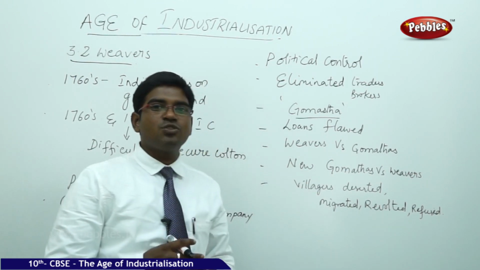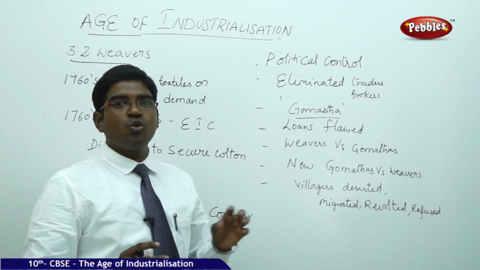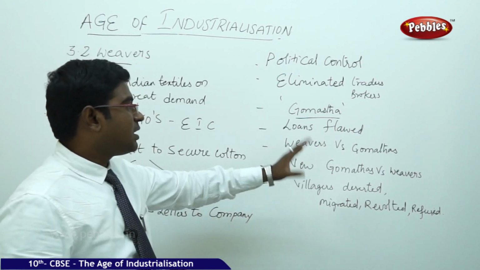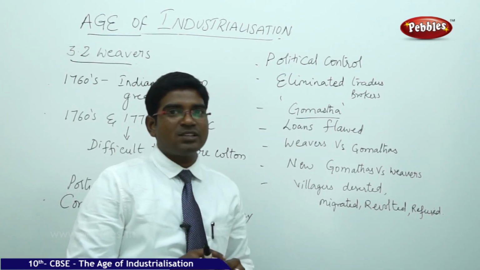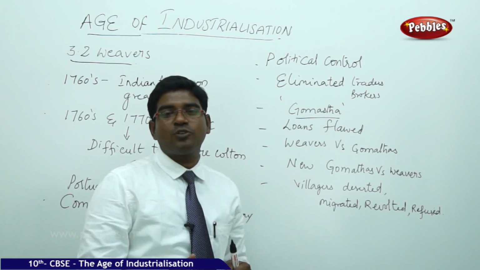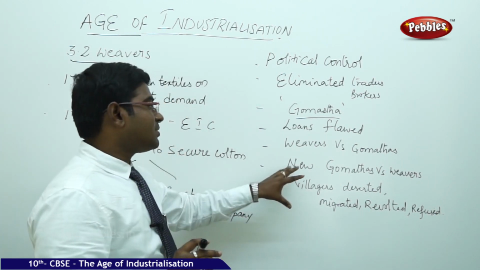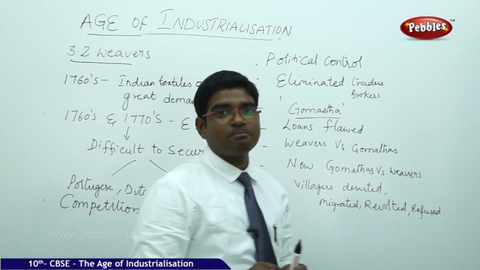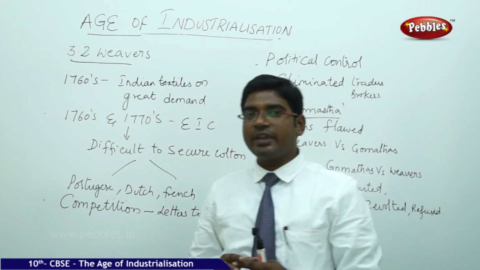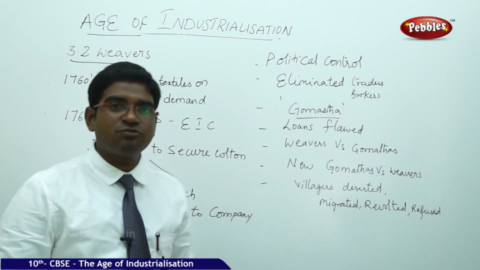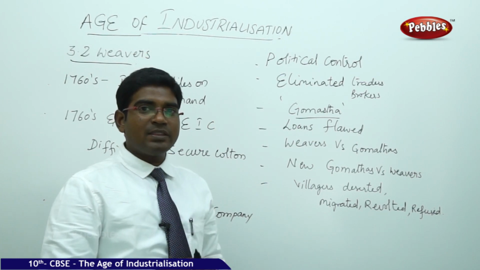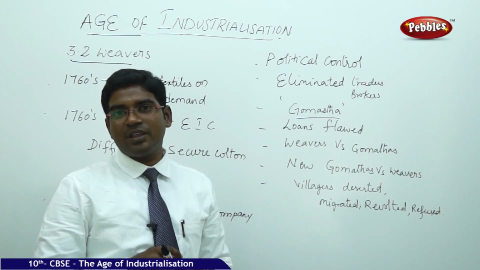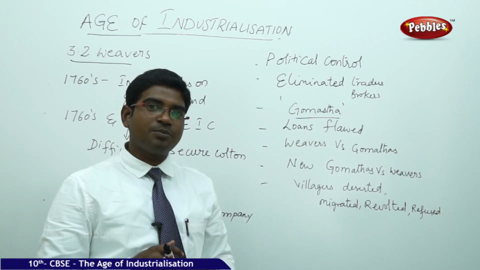And these Gomastas used to be in quarrel with the villagers who were not giving the cotton in time. So when the weavers and Gomastas were in wars, new Gomastas were brought, who were away from the village, new people to the village, and then these new Gomastas would enter the village with the Sipais and force the weavers terribly if they could not do the work in time. So these reactions and this force by the Gomastas made the villagers desert the villages, migrate from the village, or revolt against the Sipais.